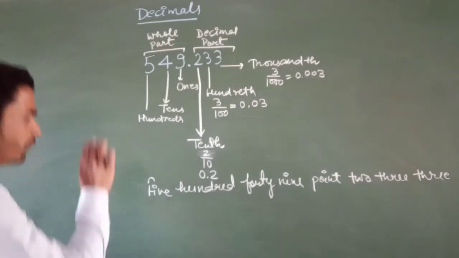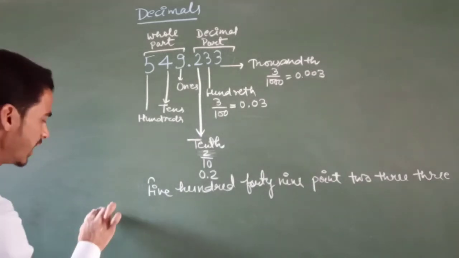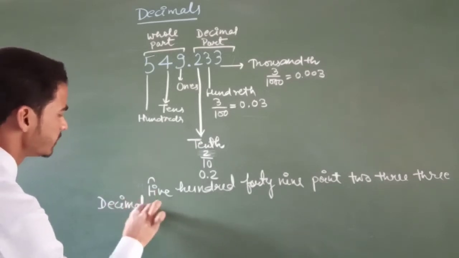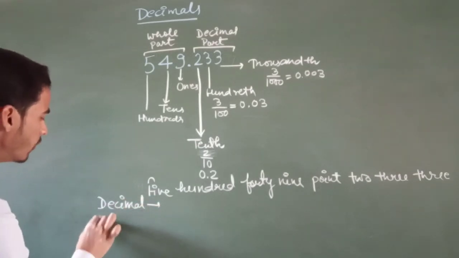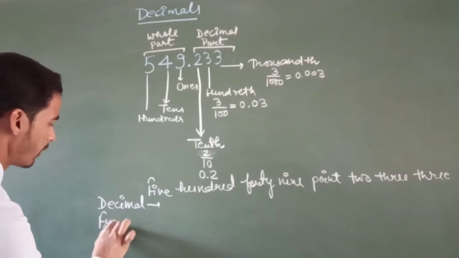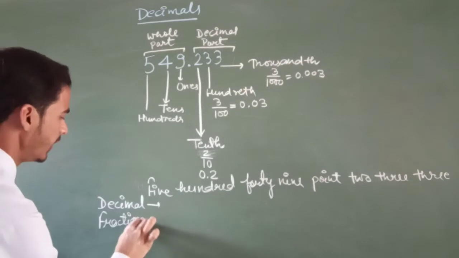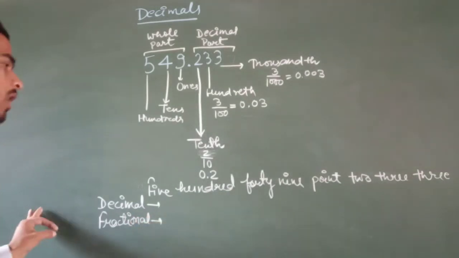And now we have to write the expanded form. In expanded form we have to write it in two types: the first is decimal expansion and the second is fractional expansion. How can we expand it?